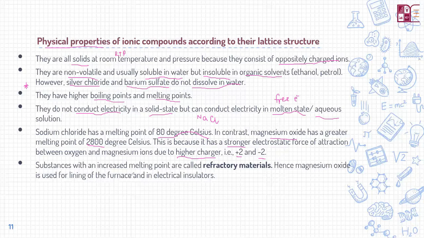Substances with an increased melting point are called refractory materials. For example, magnesium oxide has an increased melting point compared to sodium chloride, so it will be known as a refractory material. You can use it in the lining of furnaces and in electrical insulators.